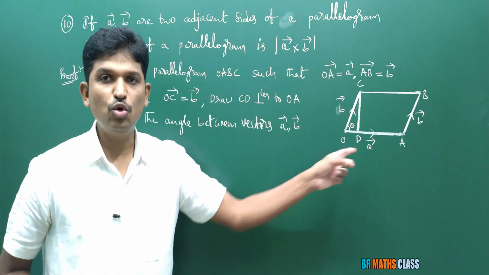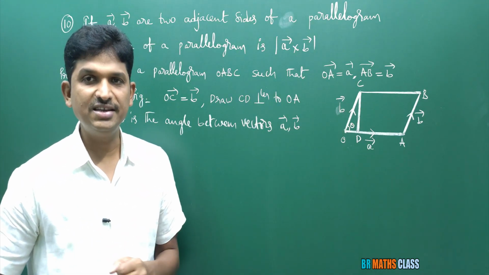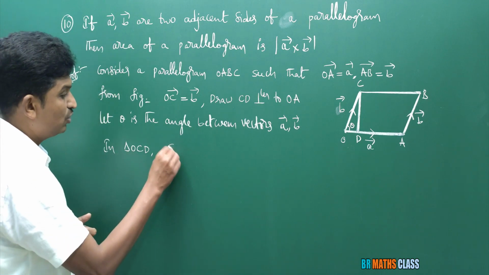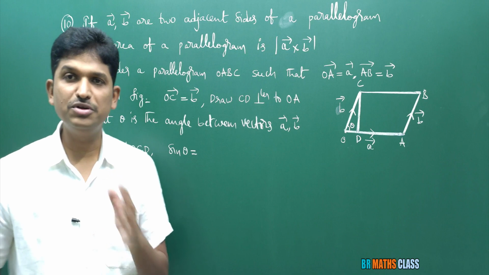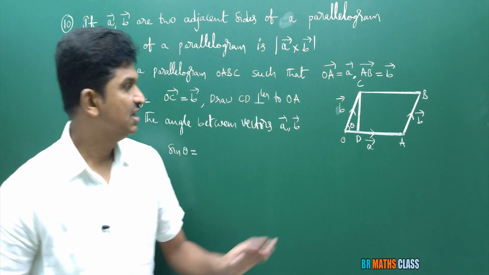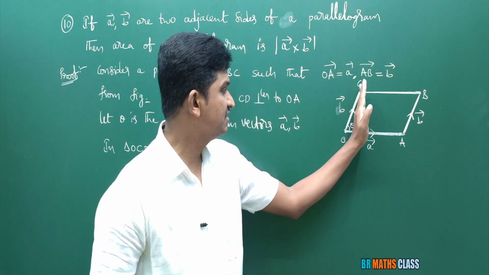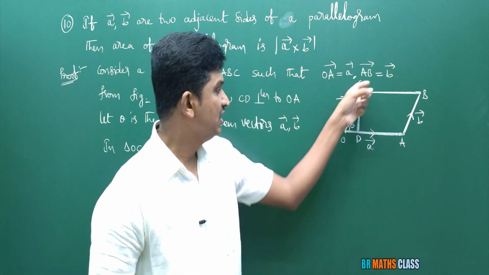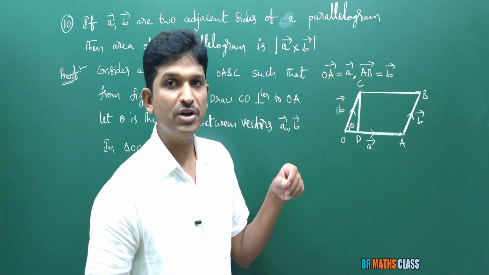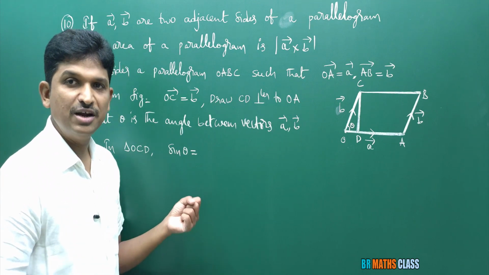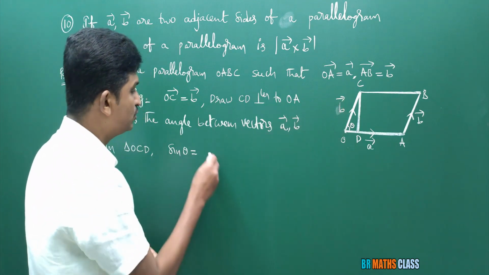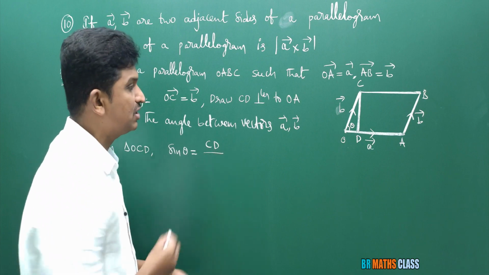In this triangle OCD, I will calculate sin theta. You know sin theta formula is opposite side divided by hypotenuse. Here, this is theta, so CD is the opposite side. In this triangle OCD, hypotenuse is OC. So sin theta is opposite side by hypotenuse, that is CD divided by hypotenuse.